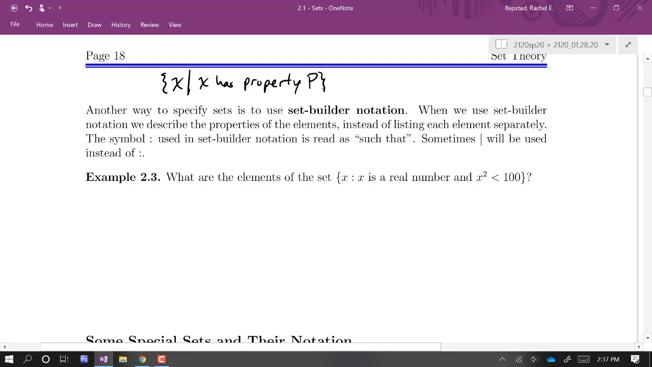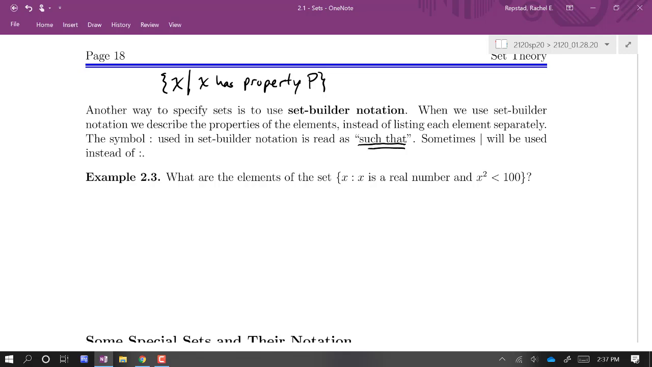So in example 2.3, we're given the set of all x such that, that's how we read that colon or the vertical line, x is a real number and x squared is less than 100. So what numbers are included there?